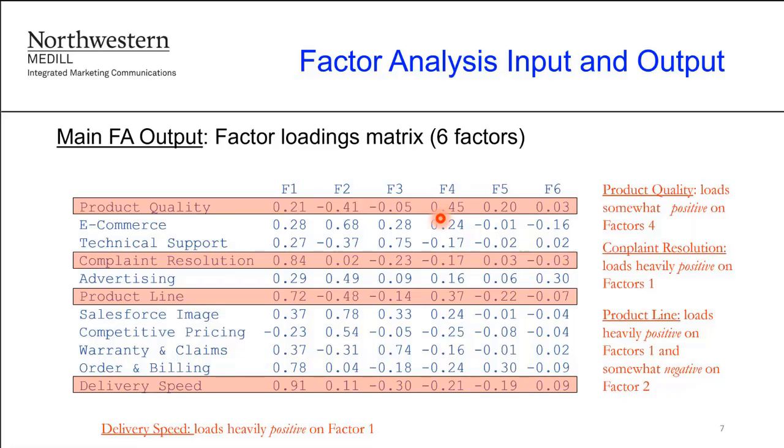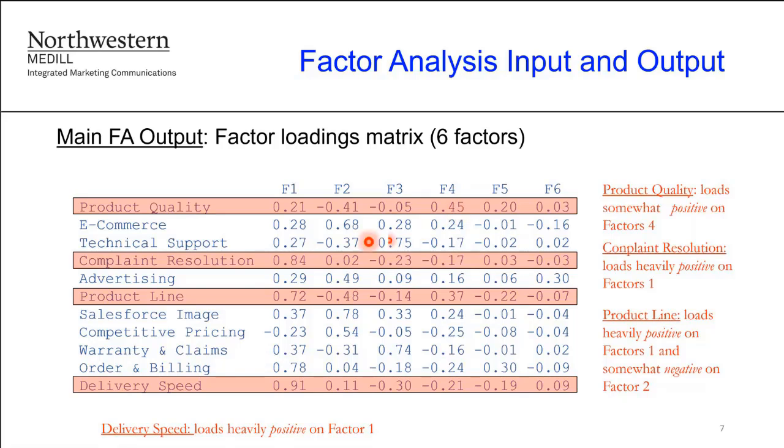If you look at product quality, the factor loading value looks somewhat positive on factor 4, because this is a positive value and the magnitude is almost 0.5, so 0.45. This is pretty significant. So we may expect that product quality belongs to factor 4. That's for the product quality.